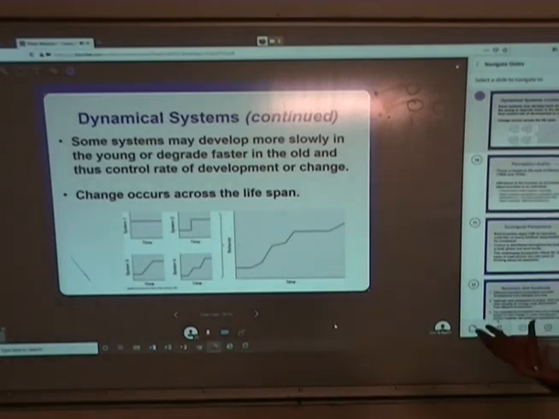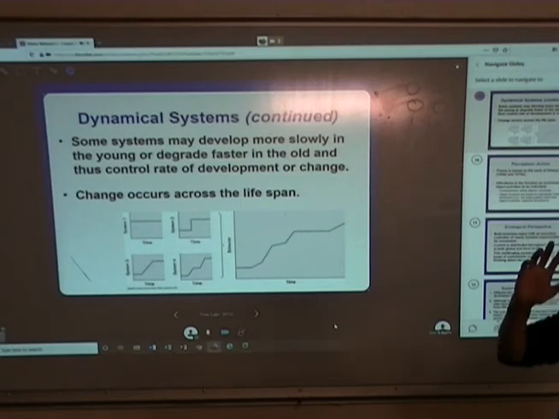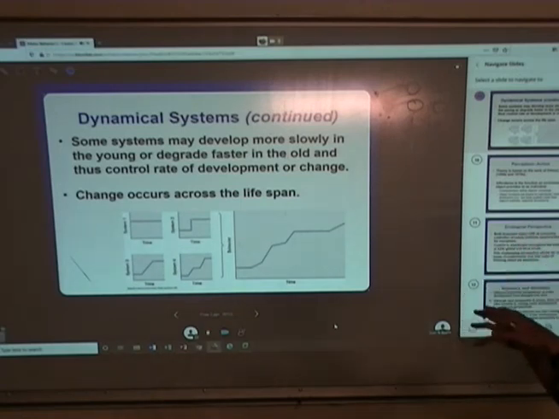The maturationists would have said the only rate limiter was the central nervous system. As I say, it was useful at the time, but it's not something we use now.